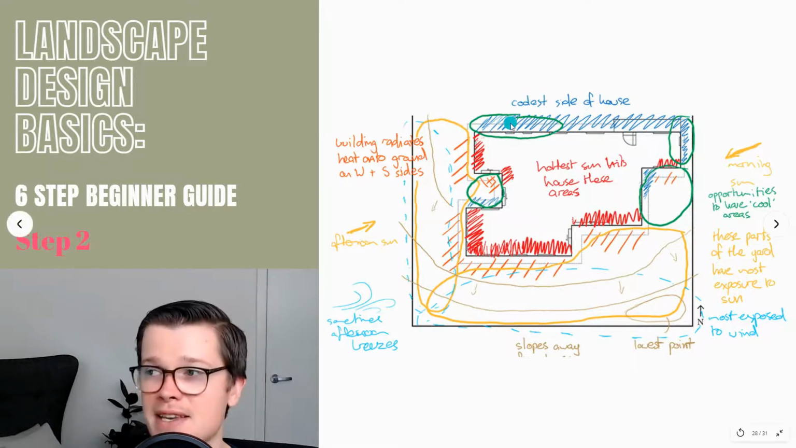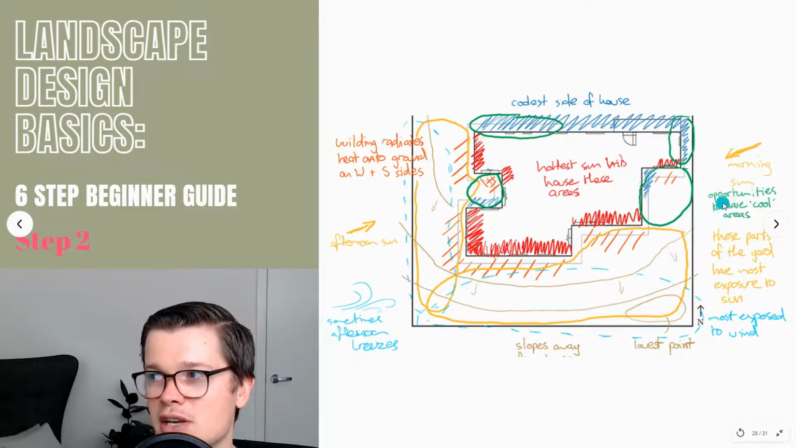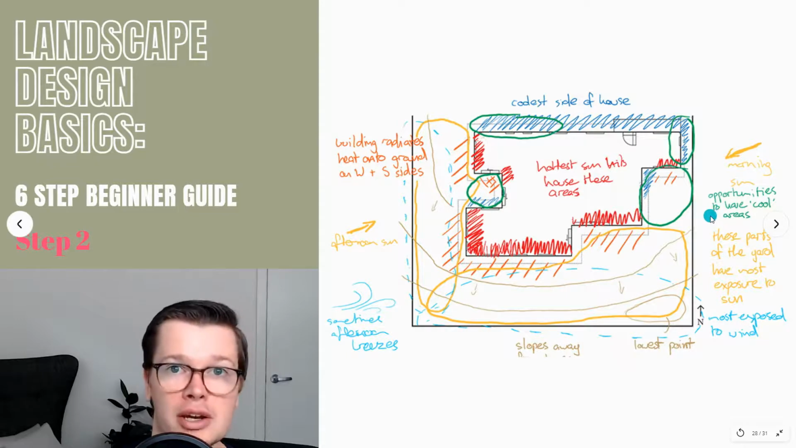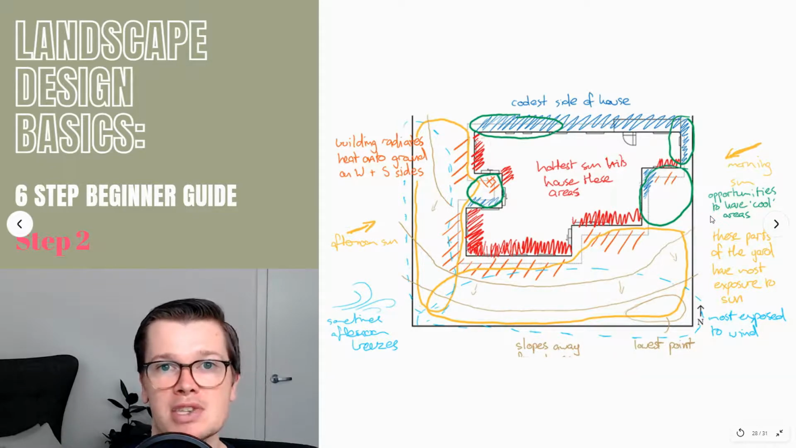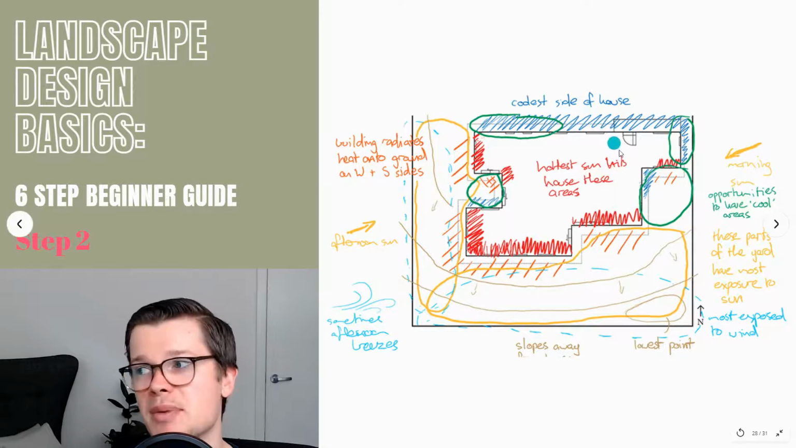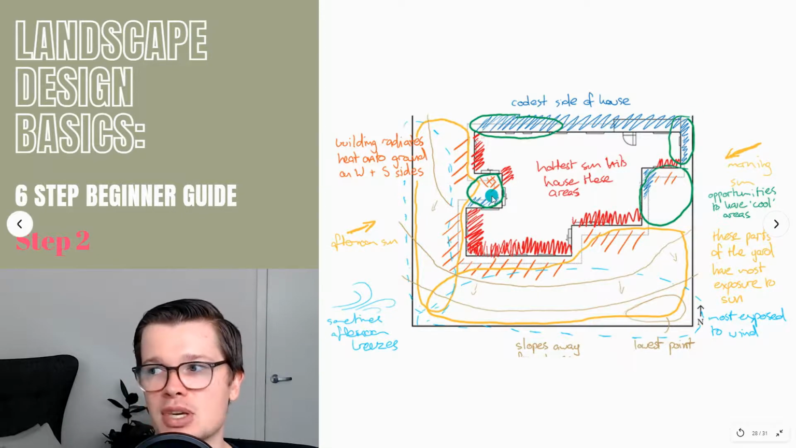The coolest side of the house happens to be on the northern side and maybe a little bit in here. So I've made a note here of these as opportunities to have what I call cool areas. So if you want plantings that aren't just succulents, for example, maybe these are spots where you could look to plant some of those, because they're going to have the most protection from the heat and the sun.